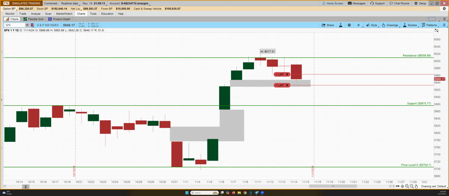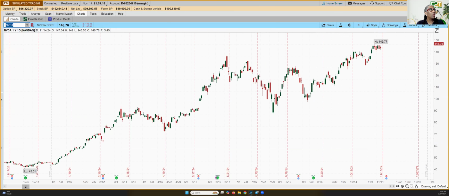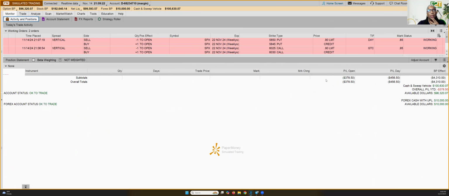Do you have an order in your sim right now on SPX? Because I just see the placed limit. Yeah, I just placed one while we were talking. Mine don't show up, I don't know why. When I put my orders in the sim, they don't show on the chart.